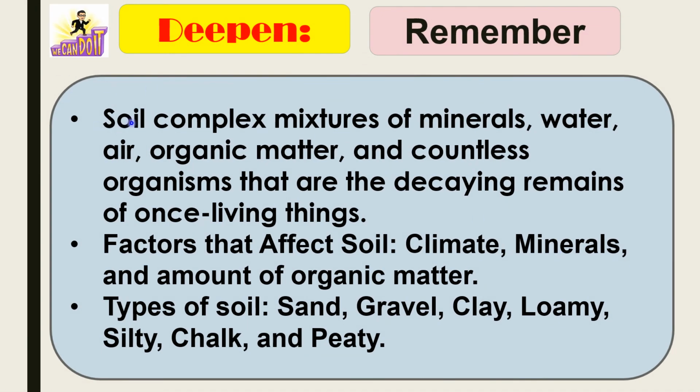Always remember, soil is a complex mixture of minerals, water, air, organic matter, and countless organisms that are decaying remains of once living things. The factors that affect soil are climate, minerals, and amount of organic matter. Types of soil: sand, gravel, clay, loamy, silty, chalk, and peaty.